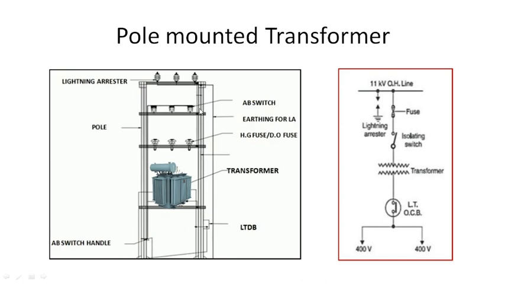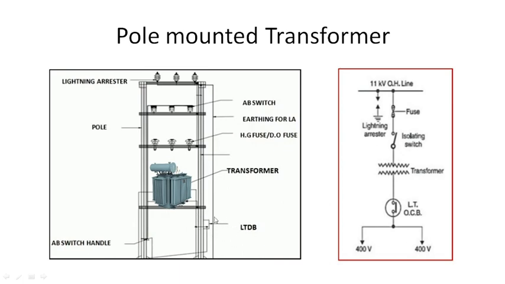Okay. So from there it will be connected to a HG fuse or a DO fuse or a dropout fuse unit. From there, it will be connected to the transformer's HT supply. So there will be a lightning arrestor, then fuse, then isolating switch, then the transformer. And on the outside of this transformer, that is the LT side, there will be an LT oil circuit breaker or an LT SF6 circuit breaker, from which you will have multiple feeding points.